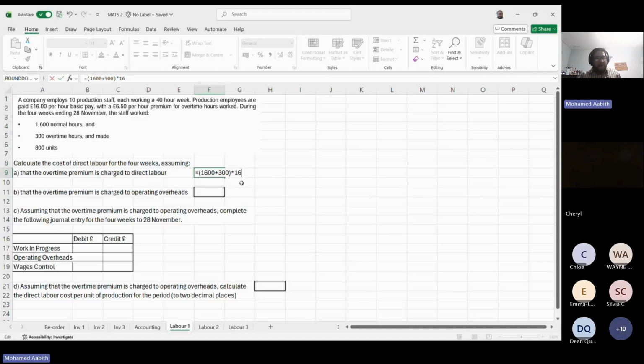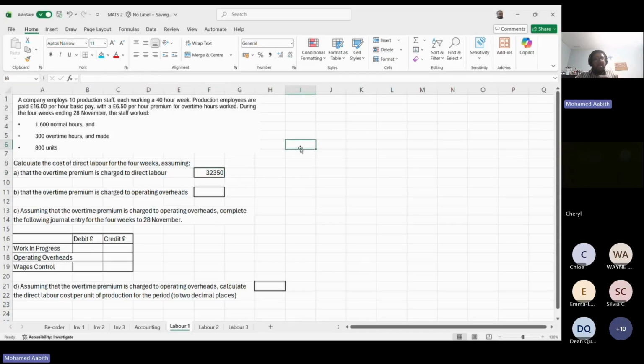And then the premium is charged on your overtime hours. So what is the overtime hours we have? I'm going to open another bracket: 300 overtime hours times £6.50. So altogether, it is £32,350. But let's put that into context.